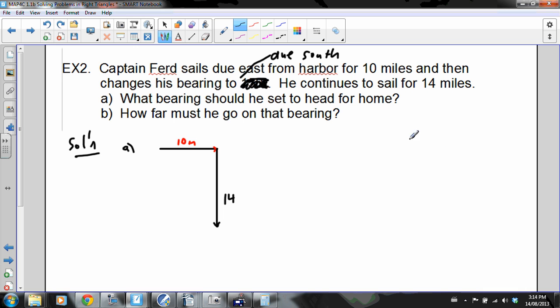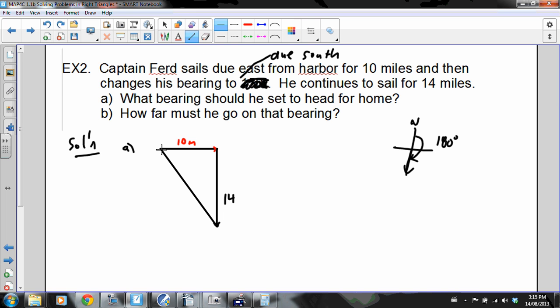Notice that if we had, what bearing would be straight south? Well, north is 0, so what would be the bearing going straight south? 180 degrees would be the bearing, right? That would be this idea of bearing. Okay. What bearing should he set to head for home? Well, he wants to go back home. That finishes off the triangle, doesn't it? And there's a triangle. We see.